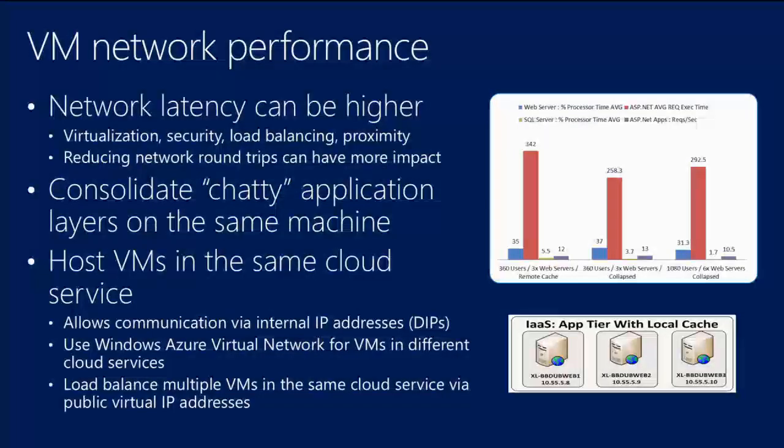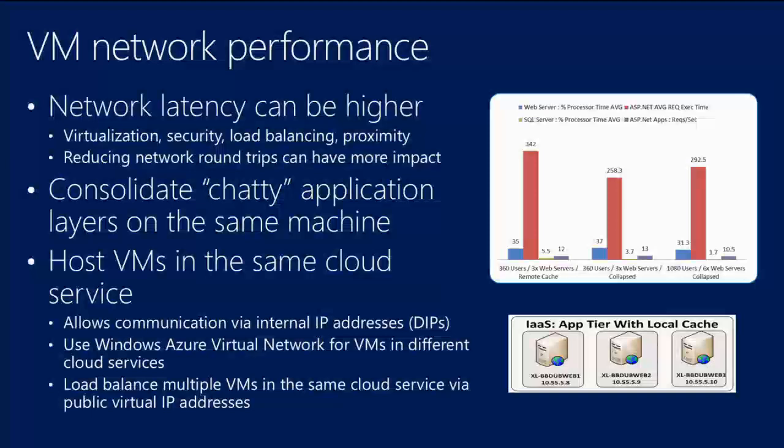Starting with network performance. Network latency can be higher. That's a nice way of saying that you are dealing with network latency. Just because you're in a virtualized environment, there's security, there's different layers of the stack that you're going through. There's load balancing operations. Then, of course, there's even your proximity. I mean, if you've got components which aren't all in the same data center, for example, or you've got components on premise, you've got a hybrid environment, you're dealing with the speed of light as well. So there's various factors that could make you wish you had better network latency.